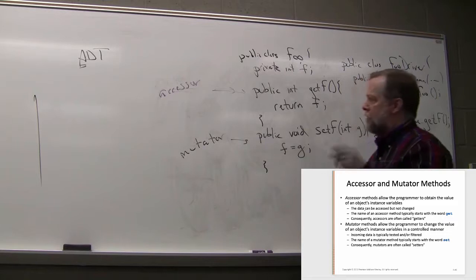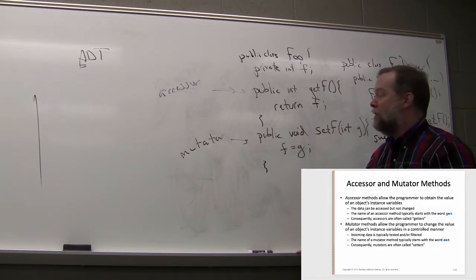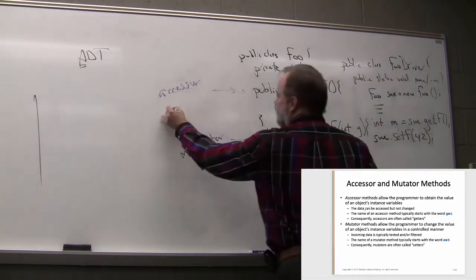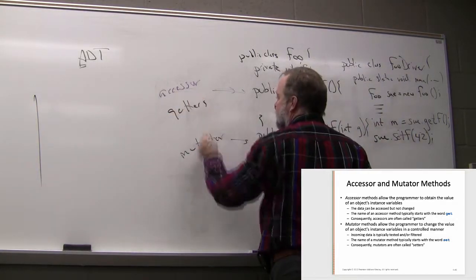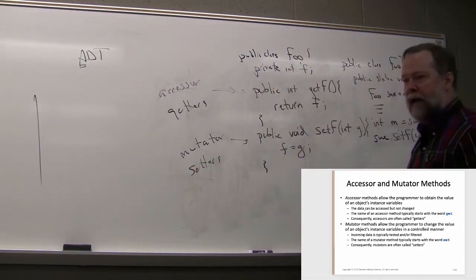Right, now the words accessor and mutator have lots of syllables. They're kind of clunky, right? So what most programmers would call these is getters, and these are going to be setters. So that's more common terminology.